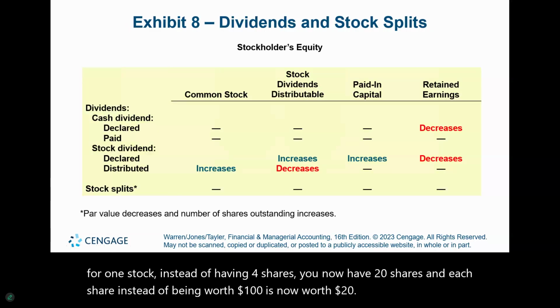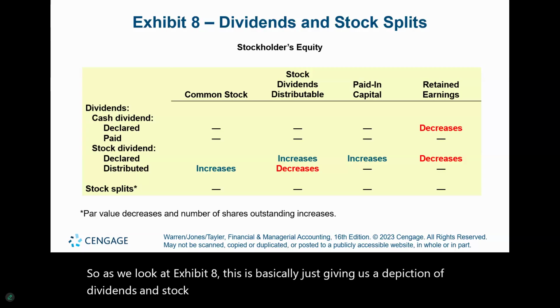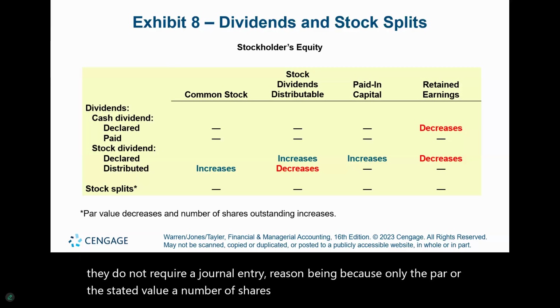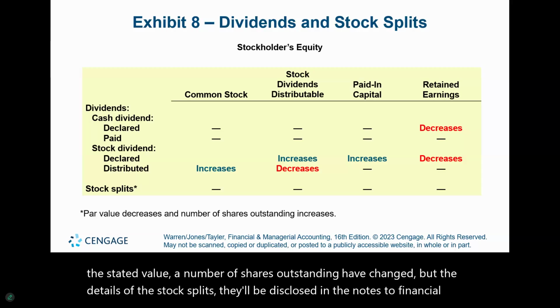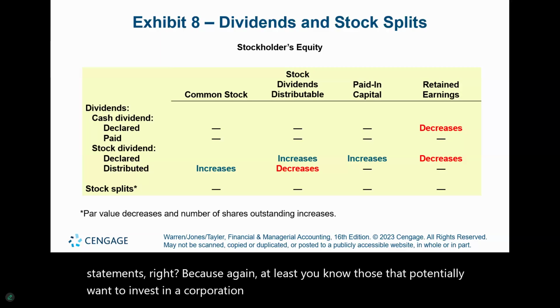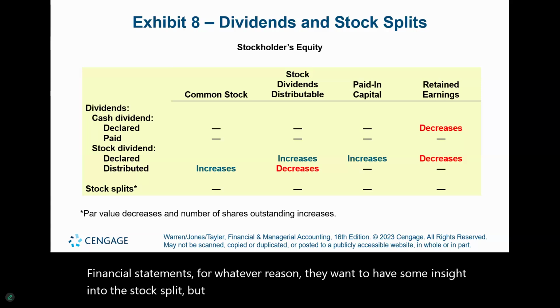As we look at Exhibit 8, this is basically giving us a depiction of dividends and stock splits. One thing to keep in mind is that stock splits do not require a journal entry. The reason is that only the par or stated value and number of shares outstanding have changed. The details of the stock splits will be disclosed in the notes to the financial statements, because those who potentially want to invest in a corporation, or who are using the financial statements for whatever reason, want to have some insight into the stock split. But again, no journal entry is required.